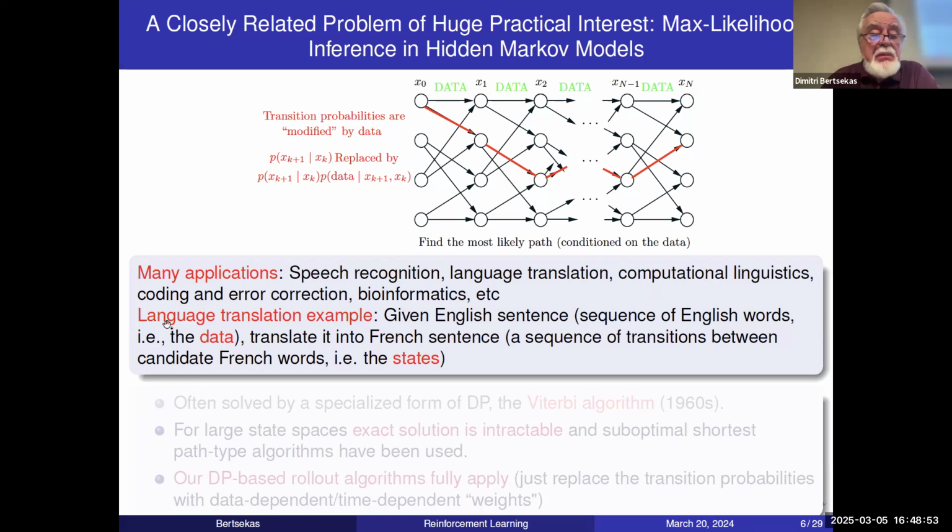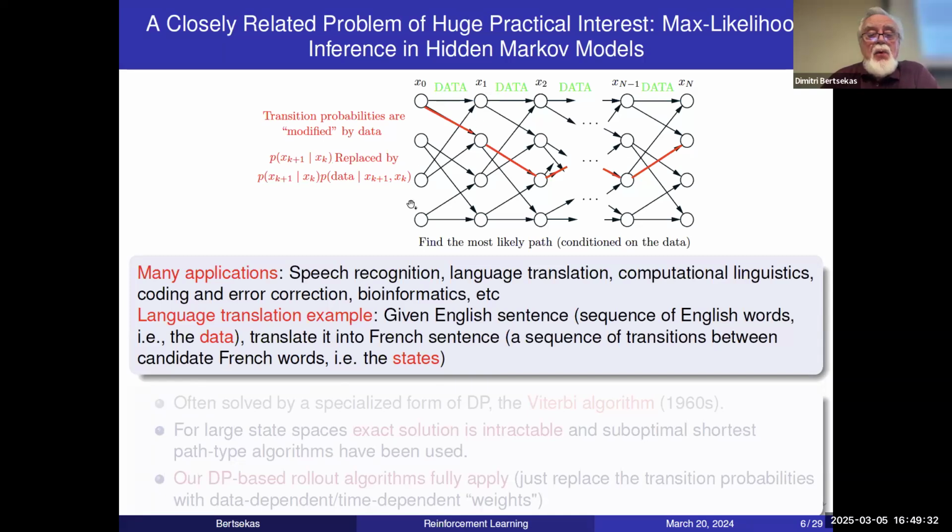Let me just give a little bit more detail about the language translation example. Given an English sentence, a sequence of English words, this is the data. It may have 5 words or it may have 15 words, in which case the Markov chain would be 5 states long or 15 states long. And we want to translate this into the corresponding French sequence, which is a sequence of transitions between candidate French words. These candidate French words are the states.